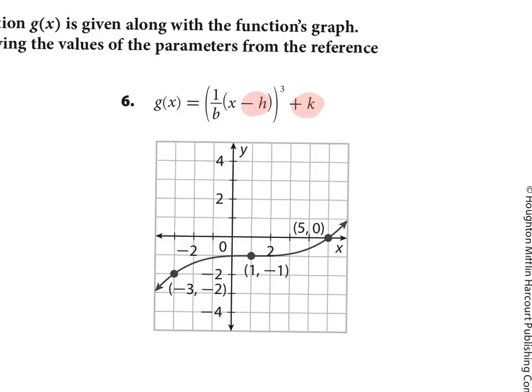The vertex. Well, these cubics we talked about yesterday don't have a vertex. So what do you think they mean by hk? Yeah, it's that little center point where it starts changing directions. Where it changes, I think the word we talked about yesterday was it changes concavity. So hk is 1, negative 1.